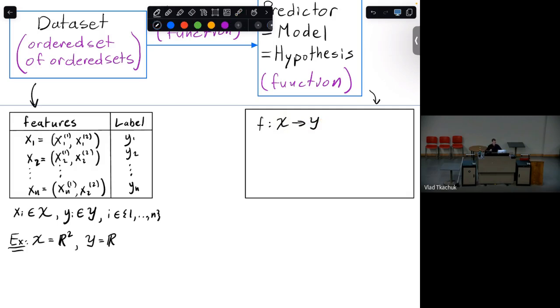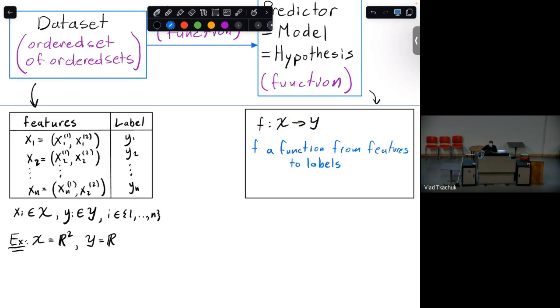Cool. So one example, for instance. In blue, I'll just write kind of the intuition. We'll call f a function from features to labels. So this set x, calligraphic x, is the features, and then calligraphic y is the labels.